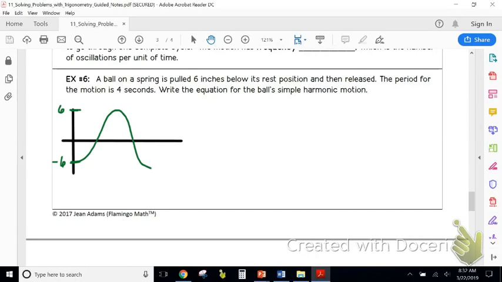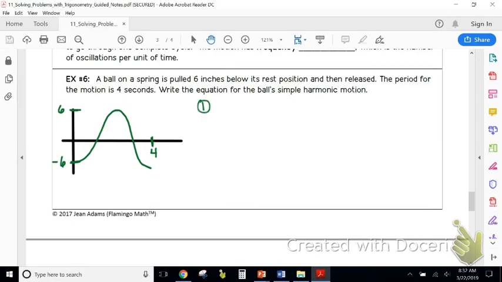And it says the period for the motion is 4 seconds. Why would they tell me that? Where would I put the 4? That's how long it took for it to come back down, isn't it? Alright, so let's write our equation.